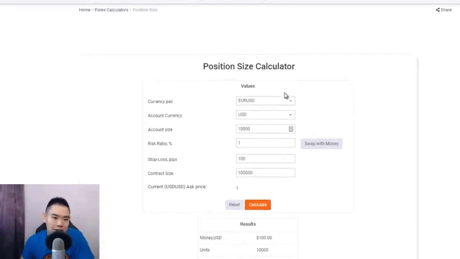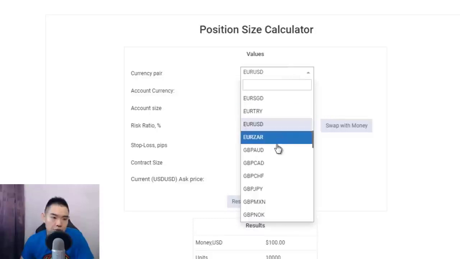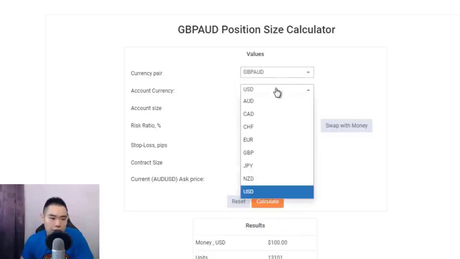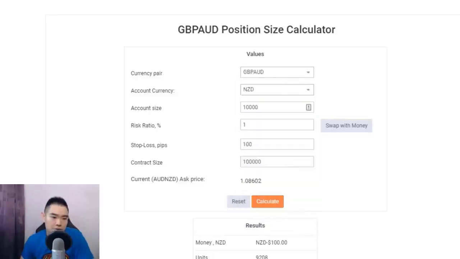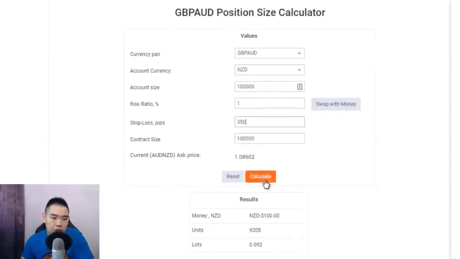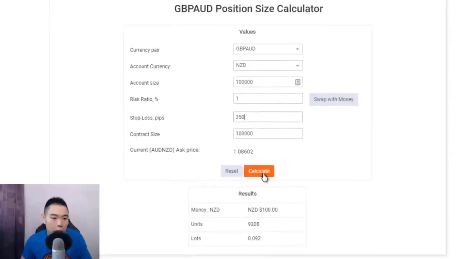Let's do another example. Let's say this time around you're not trading Euro USD. You're trading the pound against the Aussie. Let's say your account currency is in New Zealand dollars. And let's say this time you're a baller. Your account size is $100,000, and you still risk 1% on each trade. Well done. And let's say your stop loss this time around is 350 pips. Contract size again 100,000. You click calculate, it will tell you how many units to trade, such that even if the trade hits your stop loss, you will only lose 1% of your account.